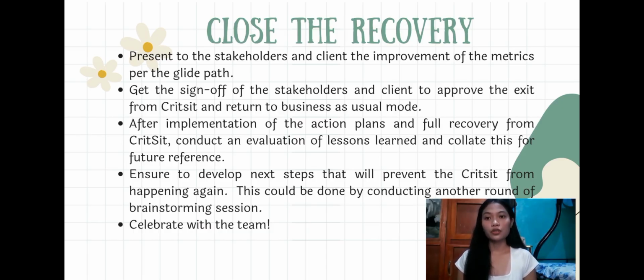Next is ensure to develop the next steps that will prevent the CRIT seat from happening again. This could be done by conducting another round of brainstorming. So think of ways to stop the same problem from happening again. You can do this through another brainstorming session with the team. Last is celebrate with the team. Appreciate everyone's hard work and celebrate that the problem has been successfully resolved.